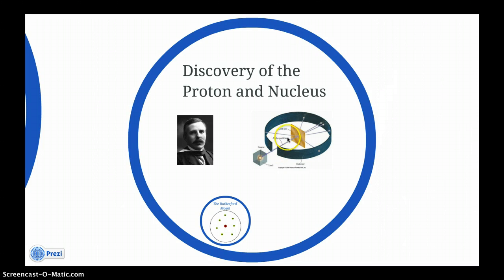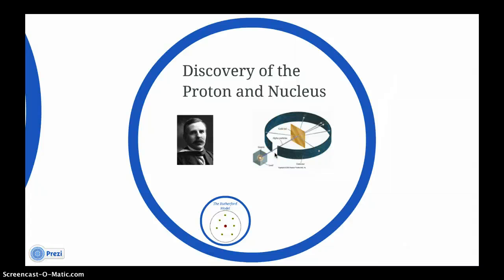During the experiment, Rutherford found that most of the particles passed through the gold foil, but some were deflected, which he said to contain most of the atom's mass, and he named this the nucleus. He also noticed that some particles bounced back, and he came to the conclusion that there's a positively charged center that was small compared to the size of the entire atom. He named this part of the atom the nucleus.